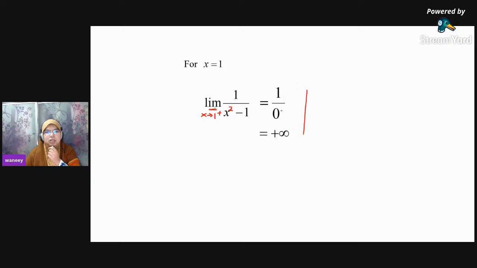So let me do another one for you. This is the limit for x approaching 1 on the left hand side of 1 over x squared minus 1. So substitute x with 1, we are going to get 1 over 0, which is definitely infinity. But to decide whether it is a plus or a minus, we have to substitute a few numbers. So this is 1 on the left hand side, I minus 0.1, so this is 0.9. So 0.9 squared is definitely less than 1, so this is minus.